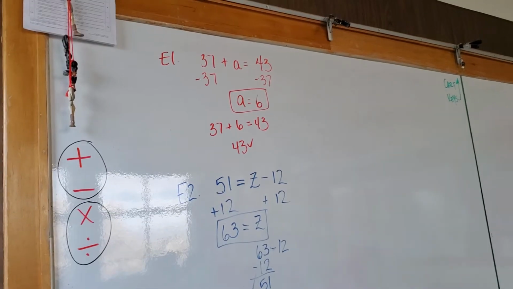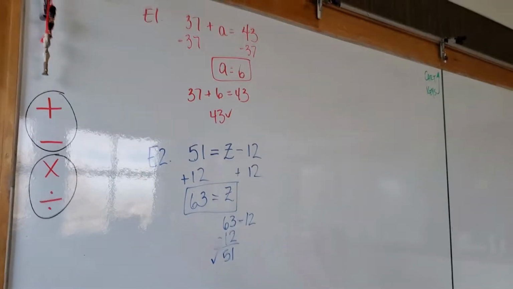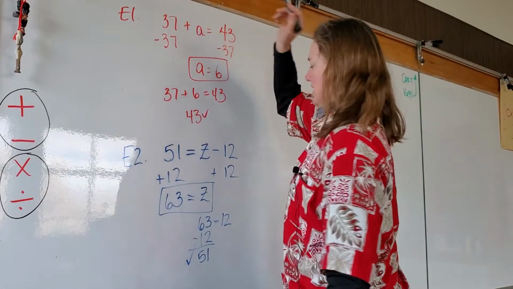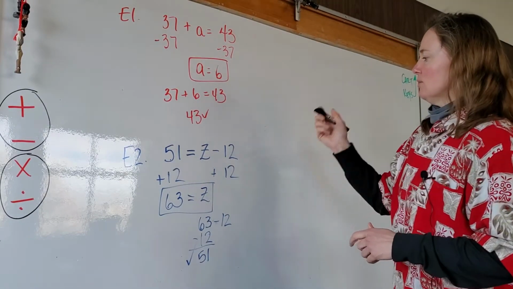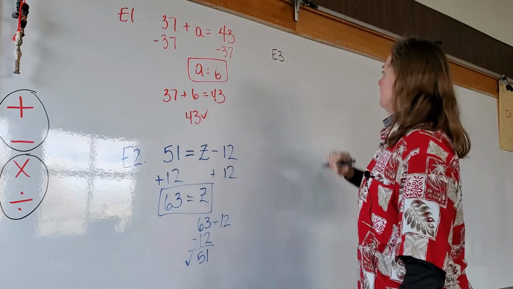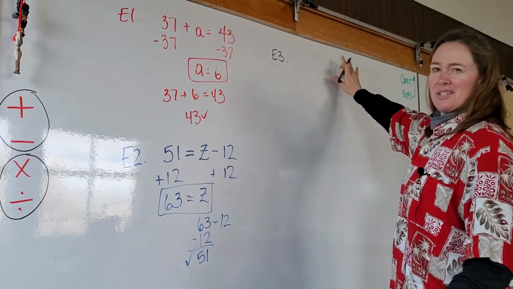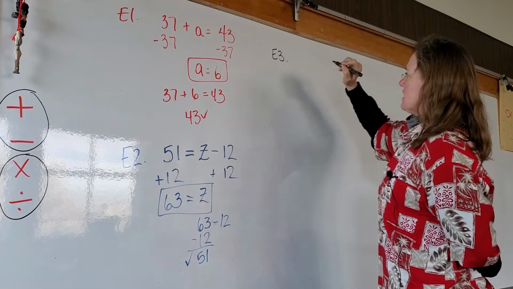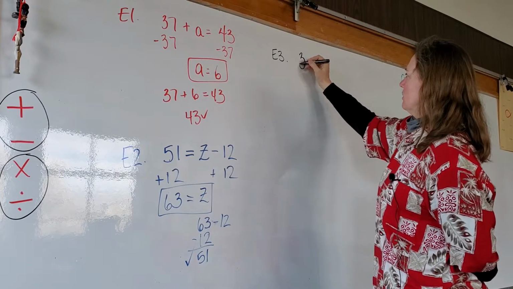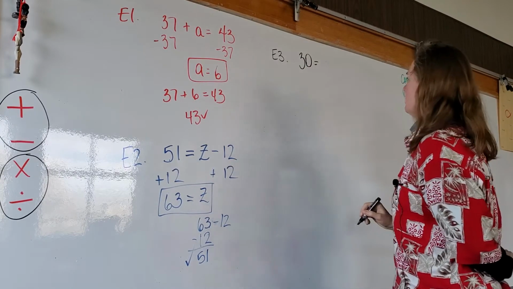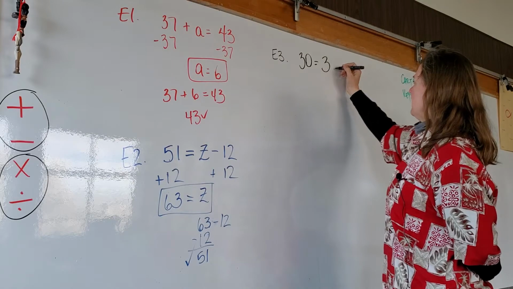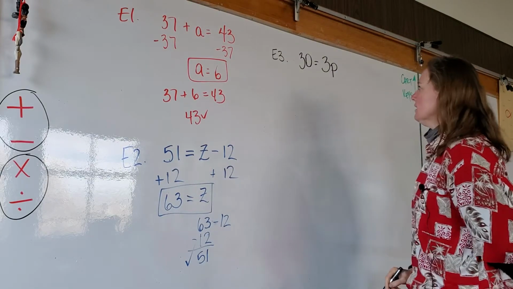Pretty close, pretty close. I can move you down again because we're going to move to the right. Okay, so we've done an example with addition and we've done an example of subtraction. Let's do an example with multiplication. Example 3. Multiplication. I'll try to write a little bigger because I know it's getting further away. Let's see. Multiplication. How about 30 is equal to, let's make it easy on ourselves, 3p.